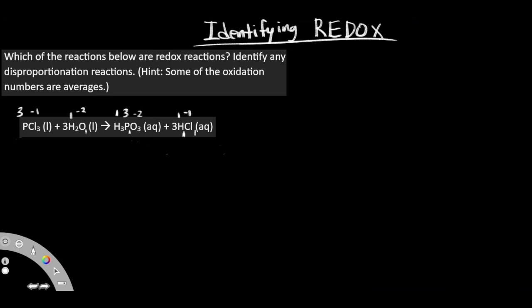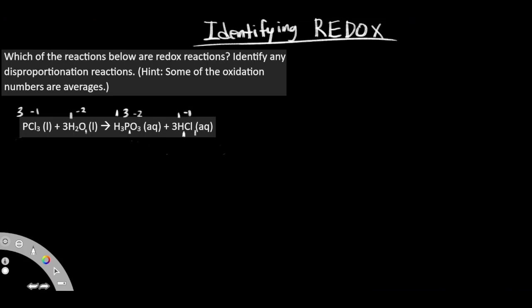How about our chlorines? We have a chlorine here, nothing's changed there either. There's -1 and -1. So what else do we have? Well, we have hydrogens, this is a 1. How about this hydrogen over here? That's a 1. This hydrogen here with this hydrogen here, that's also both 1s.